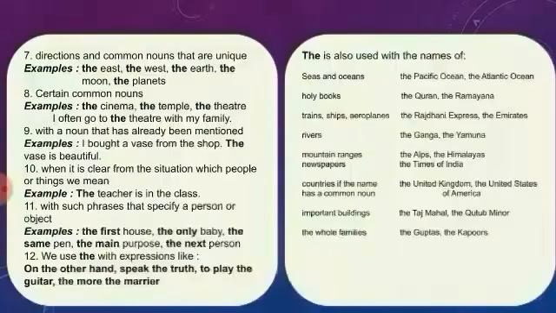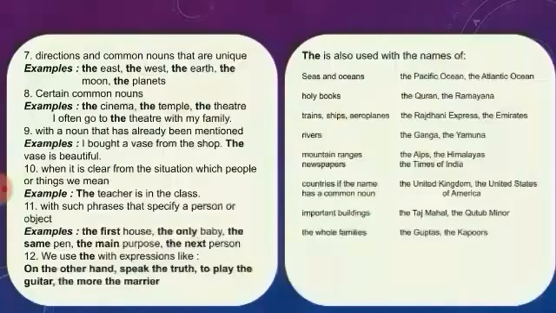Ninth, with a noun that has already been mentioned. For example, I bought a vase from the shop. The vase is beautiful. Now there are two sentences. In the first sentence we have used a vase, but in the second sentence again we are going to use that particular noun, then we will use the article.